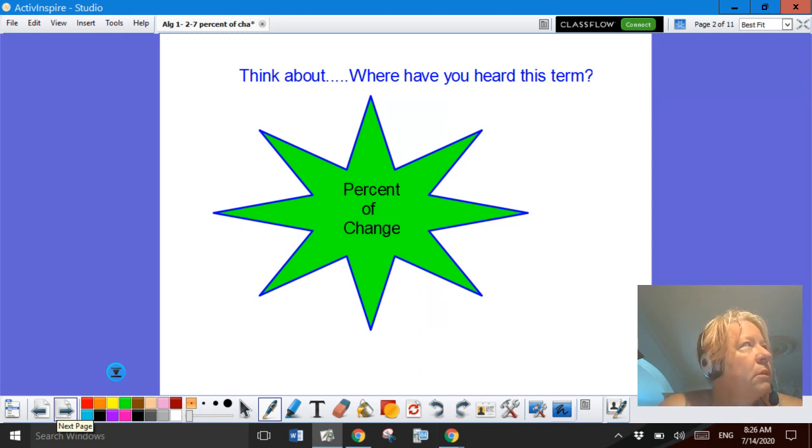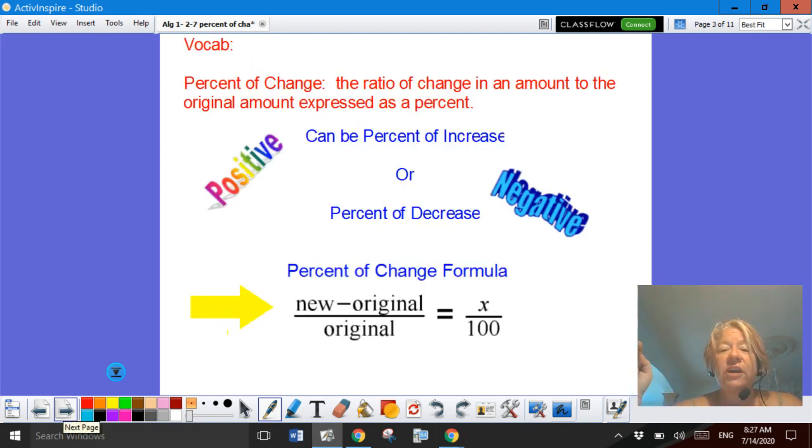So I'm sure that as you were listening to the news or hearing things on social media, they were talking about there was a 20% increase, or there was a 50% increase, or there was a 20% decrease in the number of cases of COVID-19. And this is actually a percent of change. Okay, so it's comparing how many cases of the virus we had yesterday compared to how many cases we have today. So the percent of change can actually be positive or it can be negative.